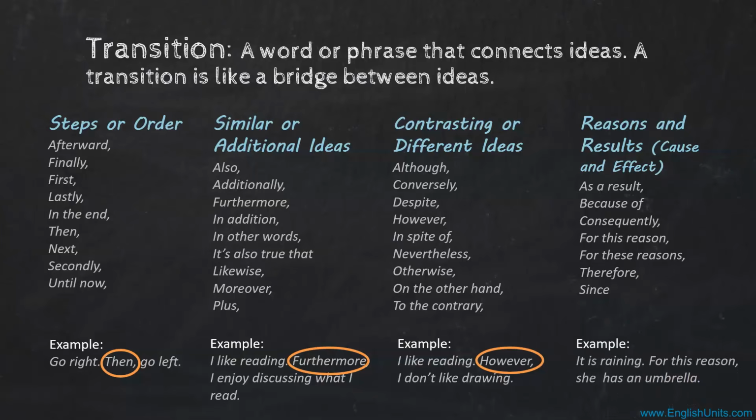Here's an example. It is raining. For this reason, she has an umbrella. Do you see our transition phrase? The transition phrase is for this reason. This shows us that we're reading about a situation that involves a reason to explain an idea.